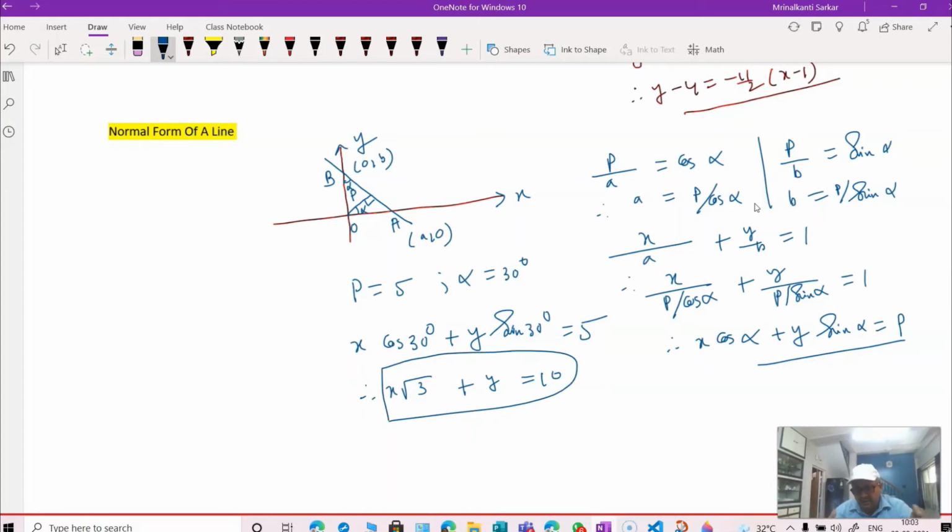This is just an introduction to straight lines. You learn various forms. In tomorrow's class we are going to do selective sums on straight lines. Okay.